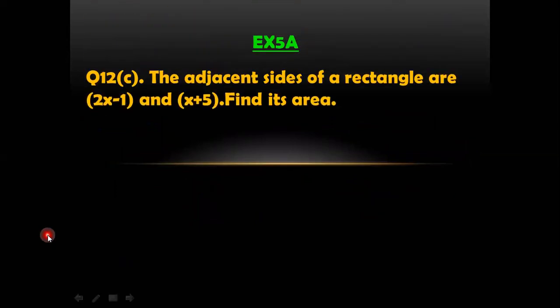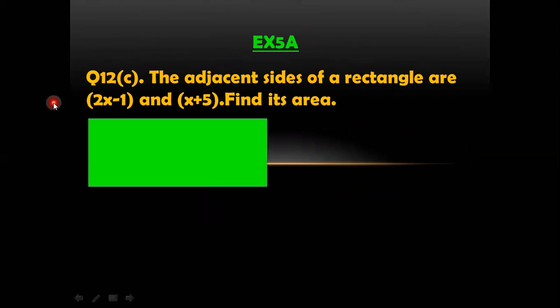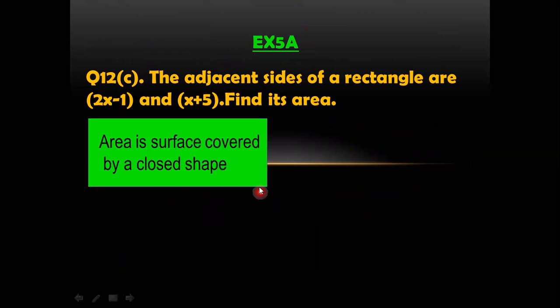Next is a word problem, 12c. The adjacent sides of the rectangle are 2x minus 1 and x plus 5. Find its area. First of all, let's recap what is meant by the area. It's a rectangle and it has two dimensions, a length and a width. It's a two-dimensional closed shape, and area is the surface covered by a closed shape. This whole surface covered is called its area.